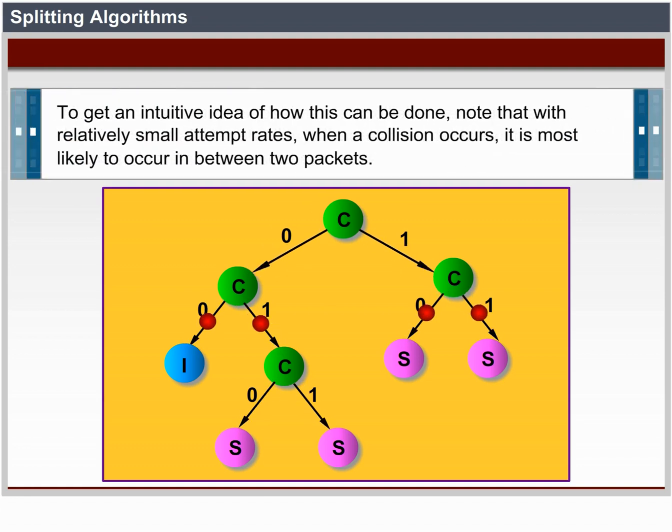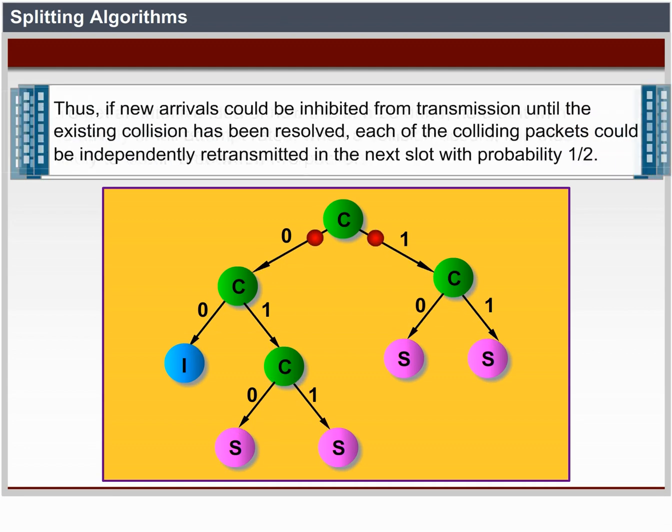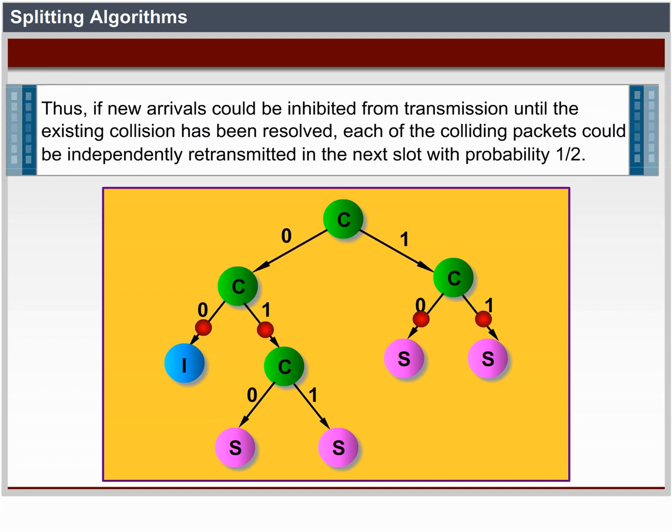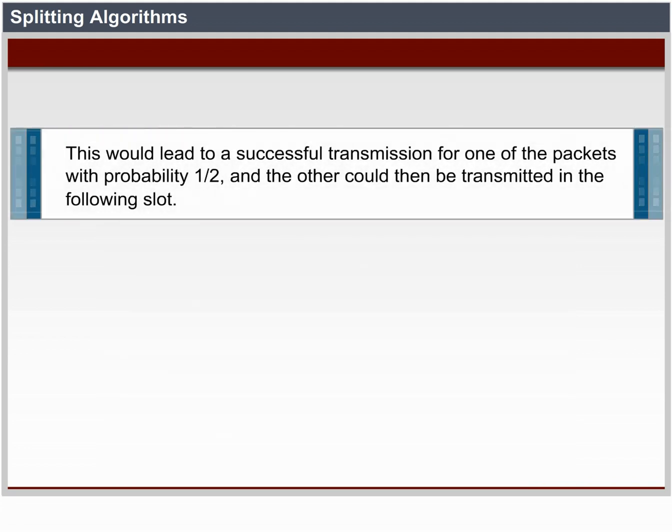To get an intuitive idea of how this can be done, note that with relatively small attempt rates, when a collision occurs, it is more likely between only two packets. Thus, if new arrivals could be inhibited from transmission until the collision was resolved, each of the colliding packets could be independently retransmitted in the next slot with probability 1/2. This would lead to a successful transmission for one of the packets with probability 1/2, and the other could then be transmitted in the following slot.